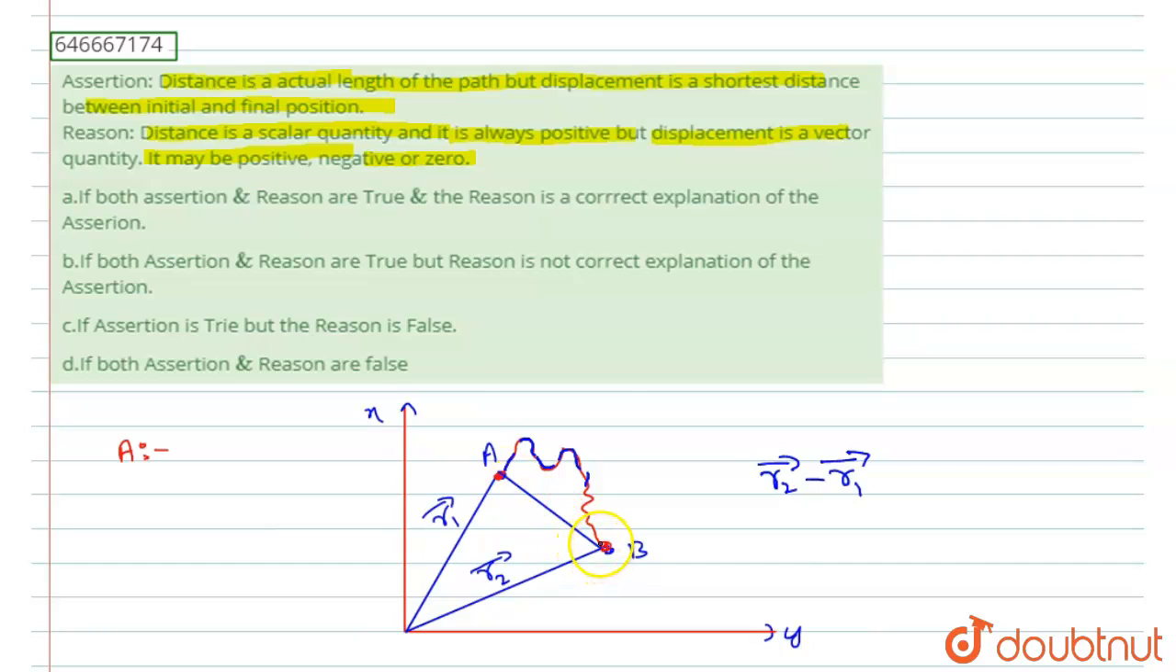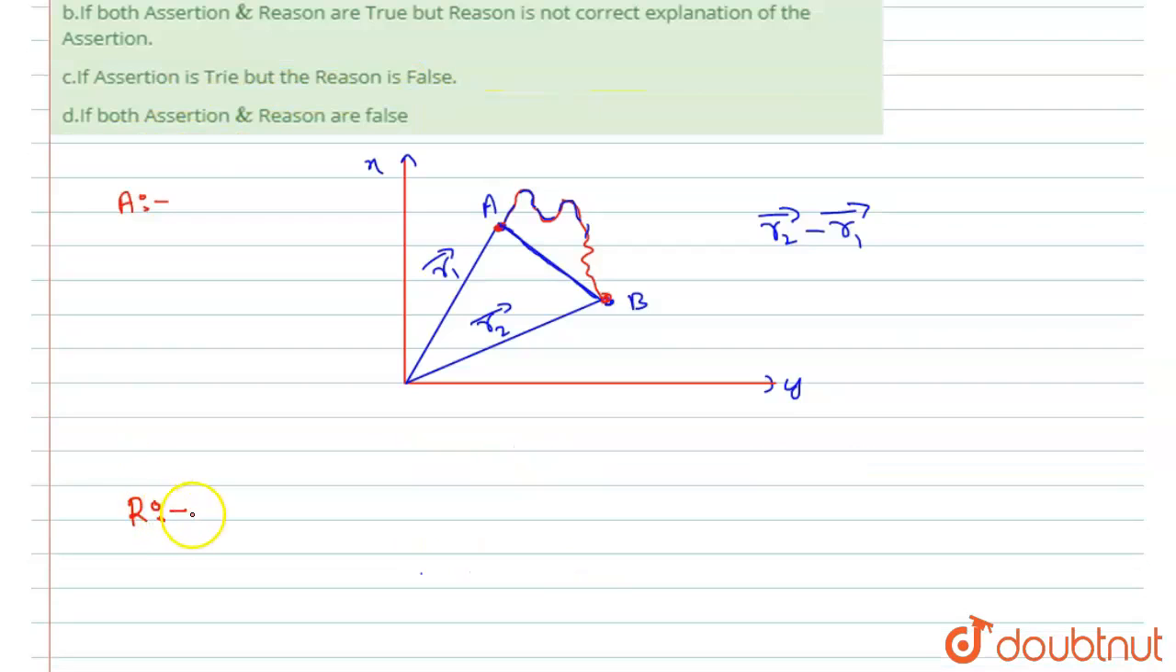So from here we can see that this assertion is correct, because distance is the actual path length, but displacement is the shortest distance between the initial and final position. Yes, from here we can see this AB is the shortest distance. So this is the displacement, but this actual path is the distance. So this is correct. So the assertion is true.